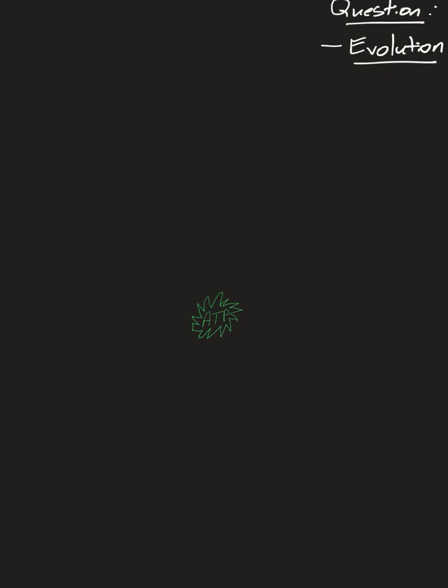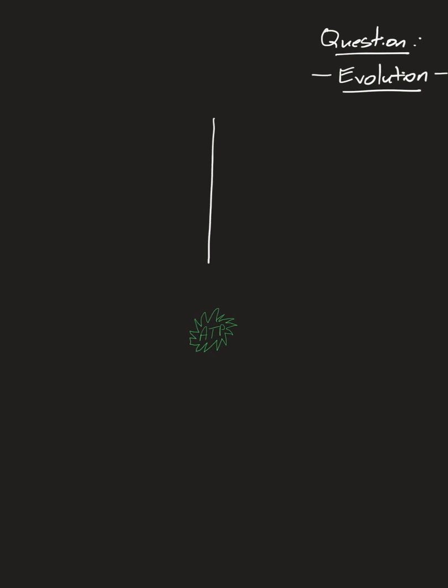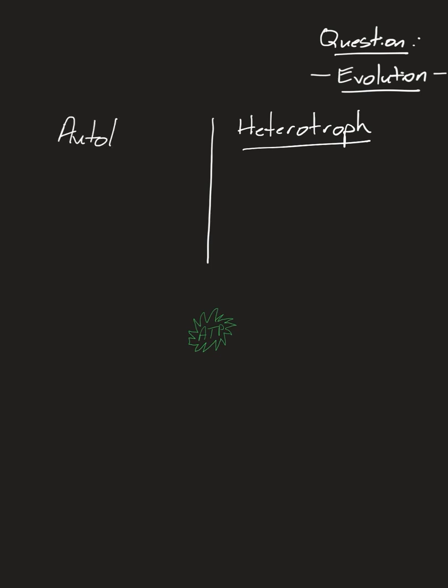Life has two ways of making ATP, of getting this energy. The first way is, I'm sure most of you have heard of both of these. The first is heterotroph. The other is autotroph. All right. Heterotrophs, they eat their energy.